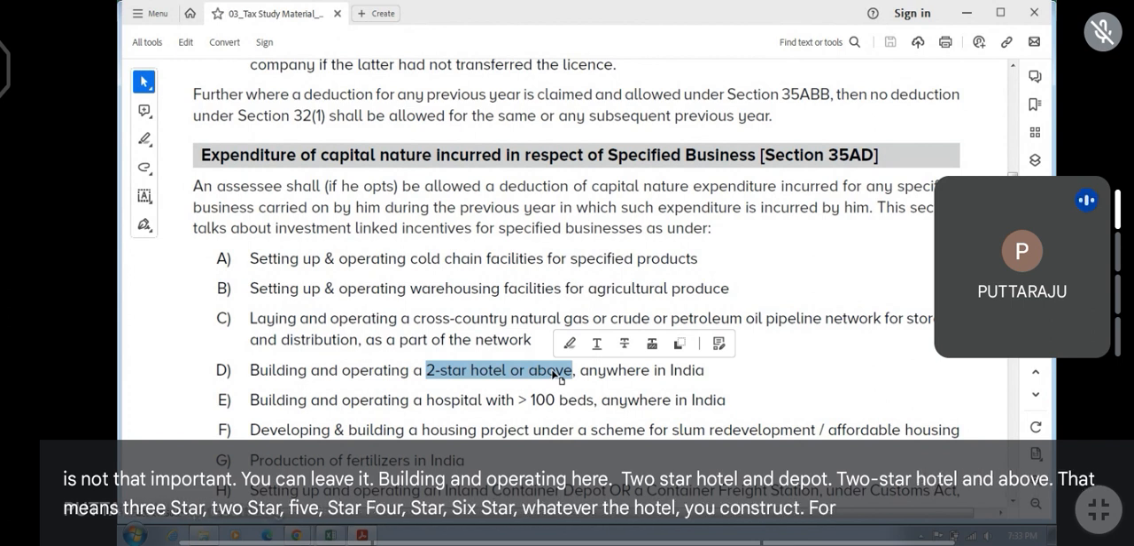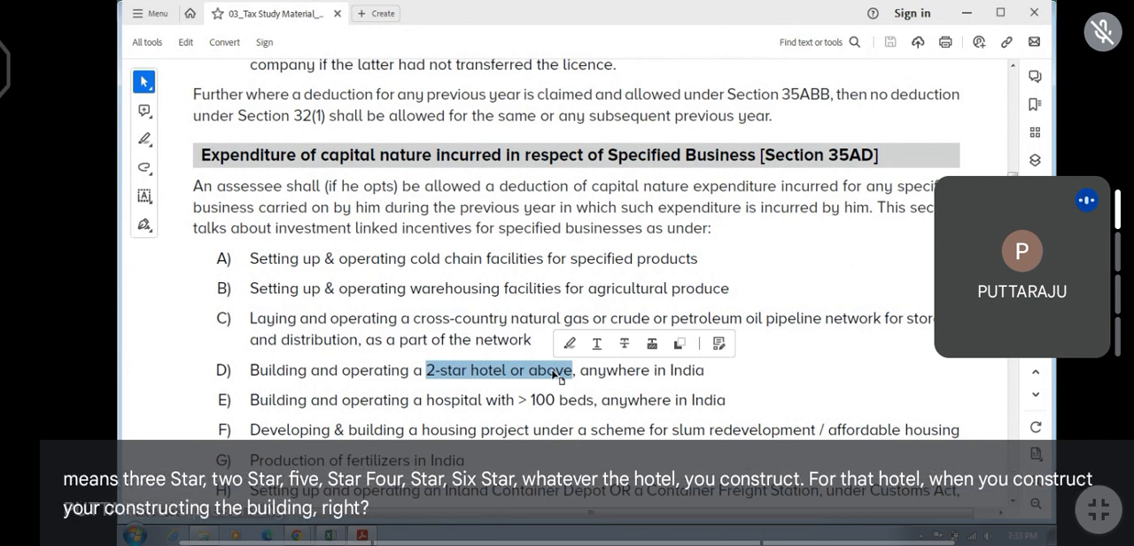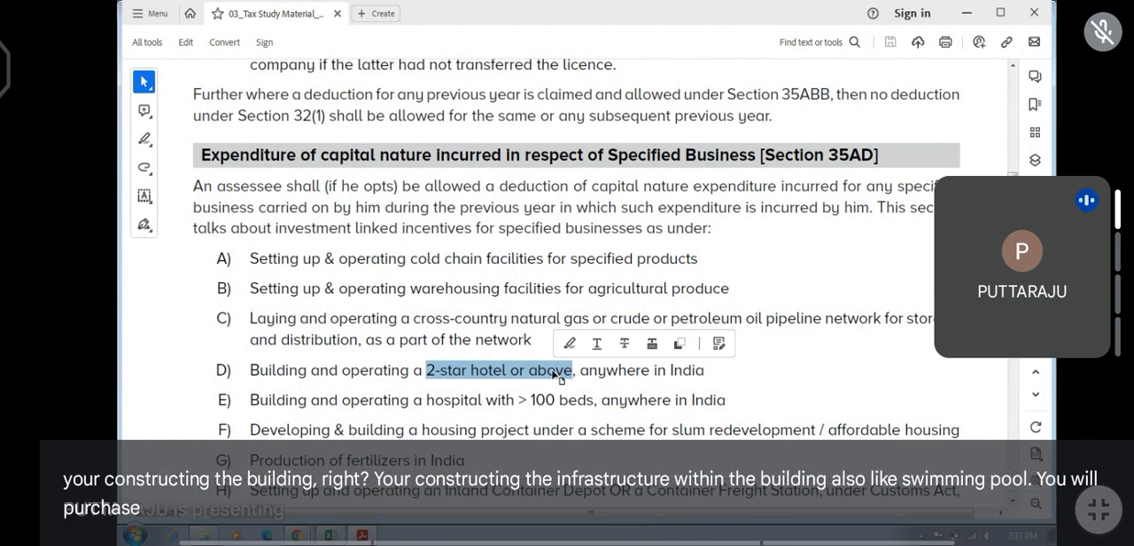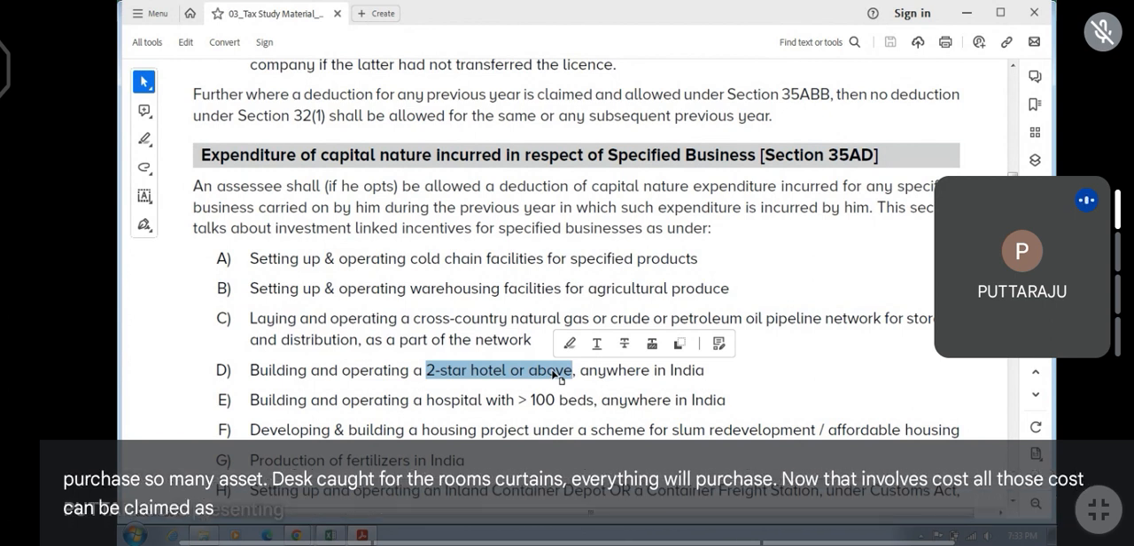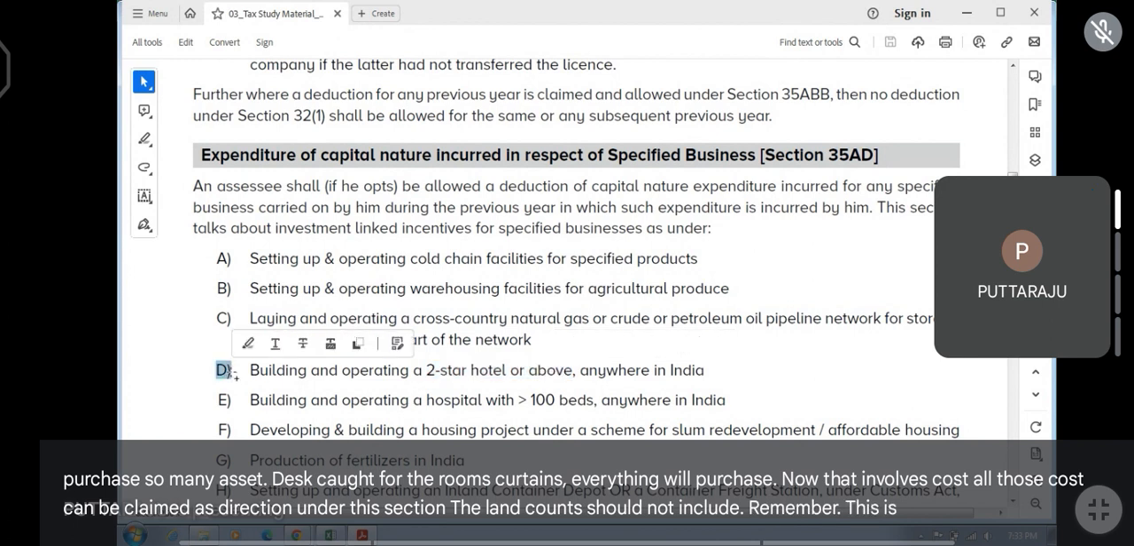Building and operating a 2-star hotel and above. That means 3-star, 4-star, 5-star, whatever hotel you construct. When you construct the hotel, you are constructing the building, and also the infrastructure within the building, like the swimming pool. You will purchase so many assets, desks, cots for the rooms, curtains, everything. All those costs can be claimed as deduction under this section. The land cost should not be included. Remember, this is important.